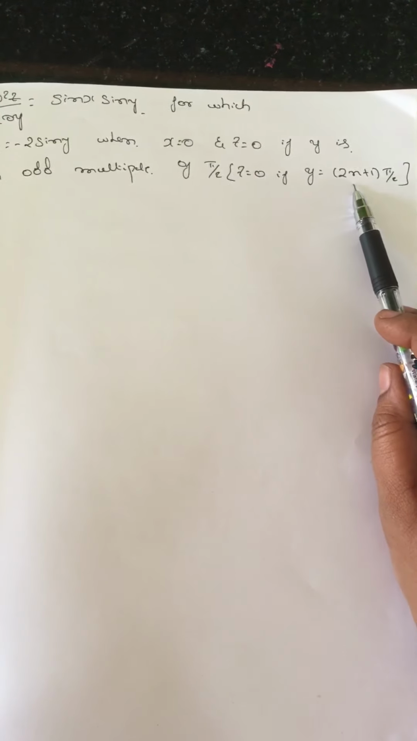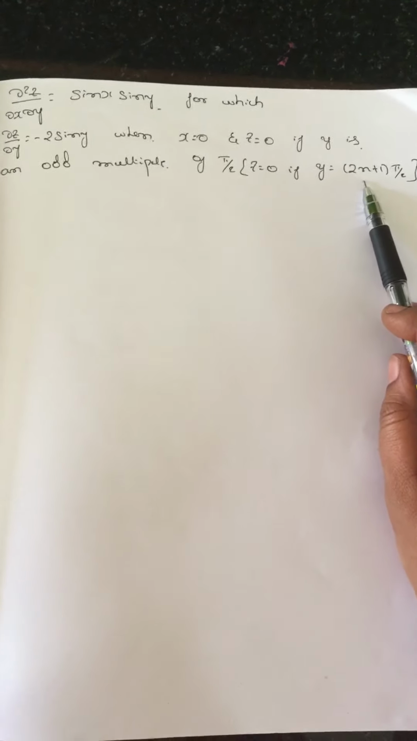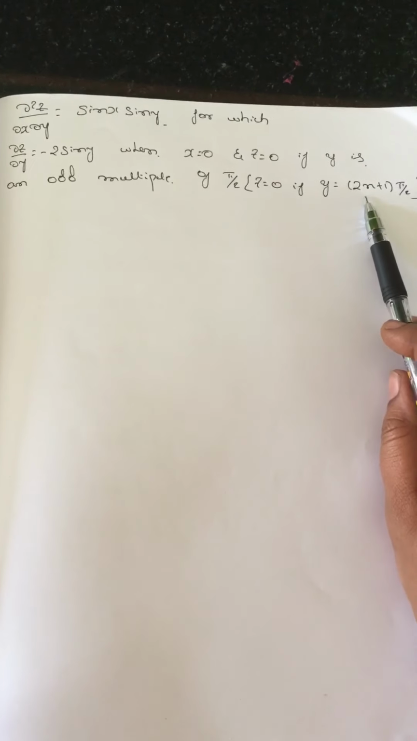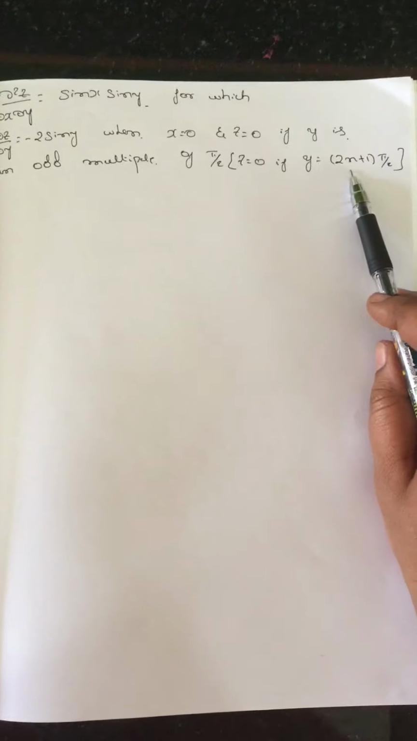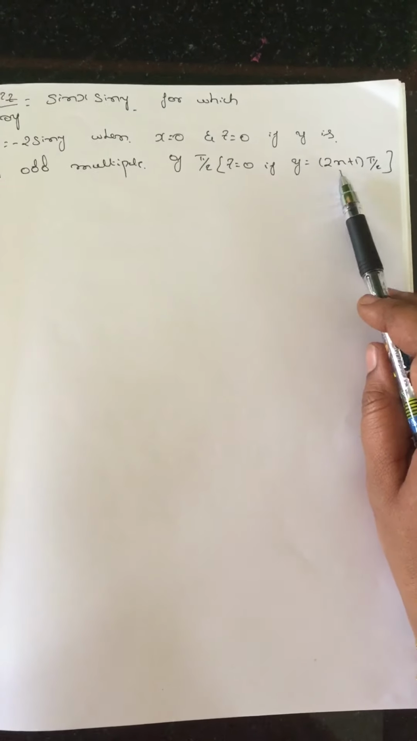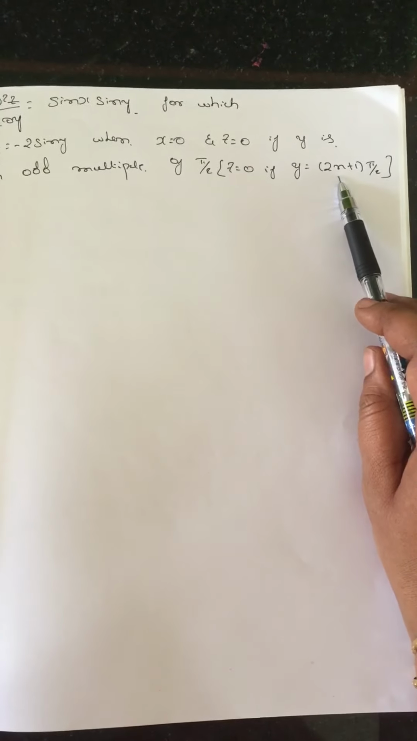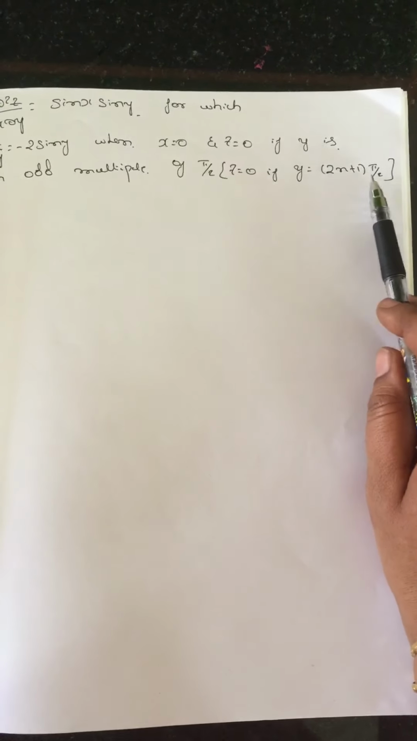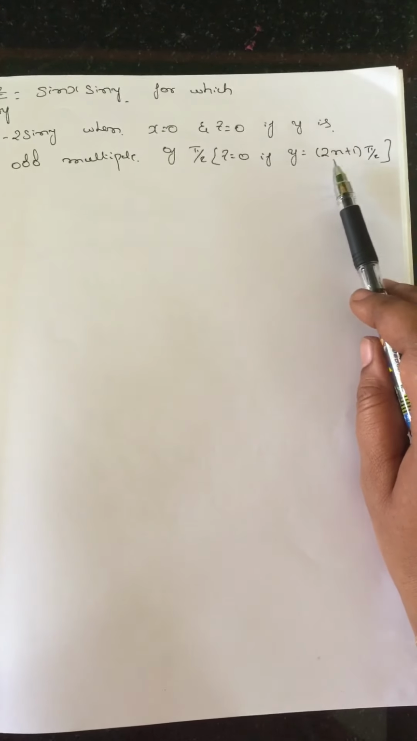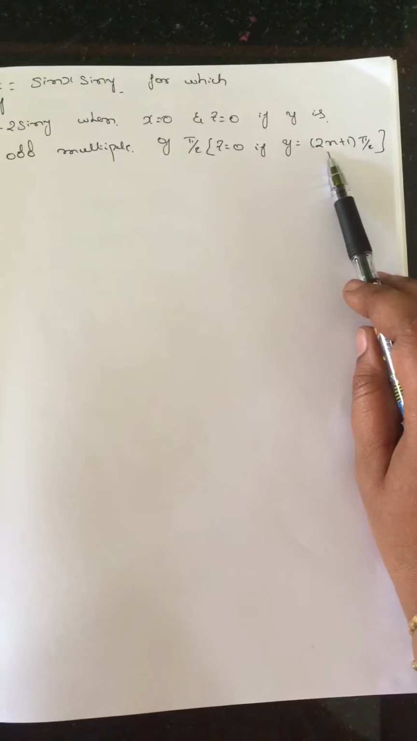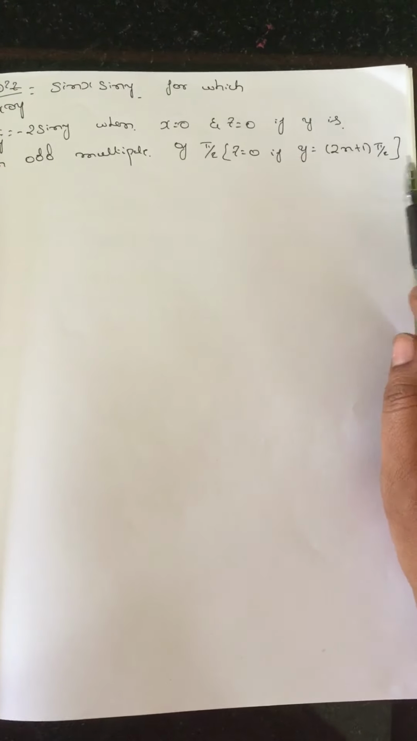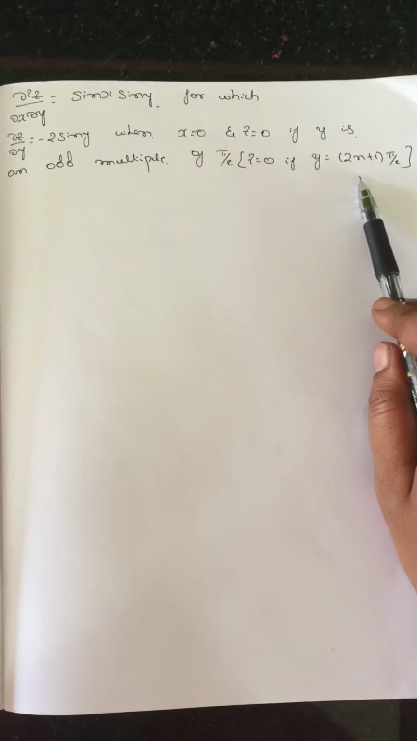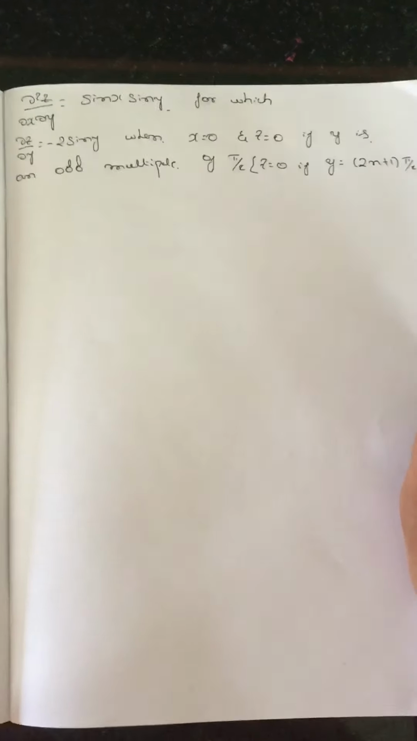Odd means here we take n as an even number or an odd number. So here we get the odd. It can be written as y is equal to 2n plus 1. When n is equal to 0, we get 1, which is an odd number. When n is equal to 2, 2 twos are 4, 4 plus 1 is 5, which is an odd number. When n is equal to 3, 3 twos are 6, 6 plus 1 is 7, which again is an odd number. So simply we can write (2n plus 1) into pi by 2.